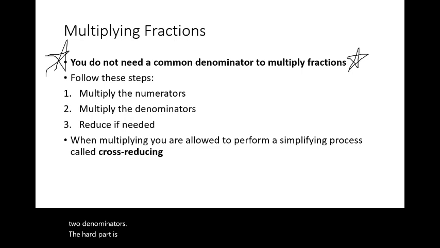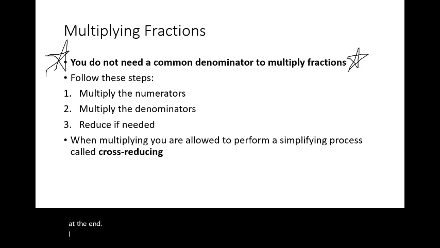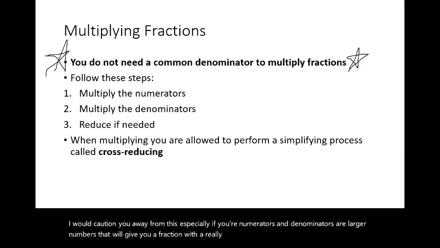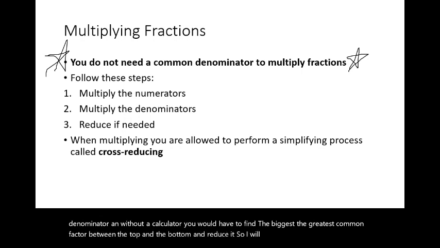So you have two options. You can either just do the multiplication right away, multiply the numerators, multiply the denominators, and then do some reducing at the end. I will caution you away from this, especially if your numerators and denominators are larger numbers. That will give you a fraction with a really large numerator and a really large denominator. And without a calculator, you would have to find the greatest common factor between the top and the bottom and reduce it. So I will say that reducing at the end is basically the hard way of doing this.